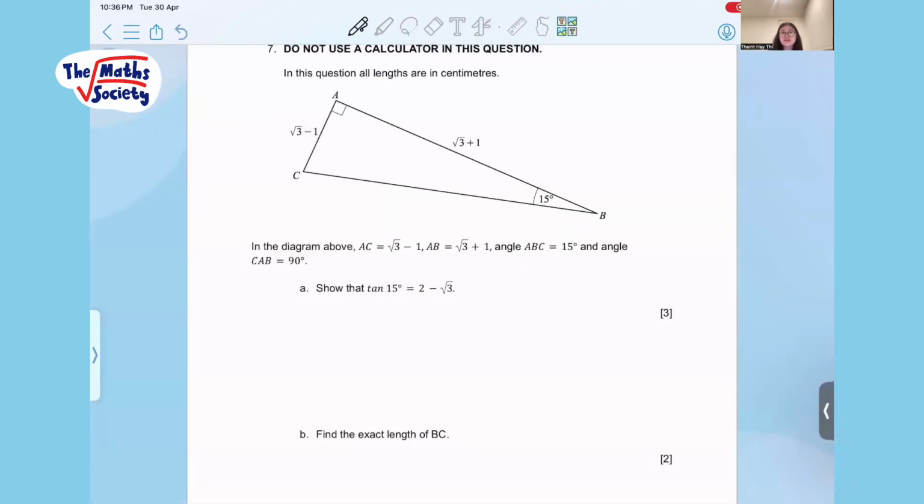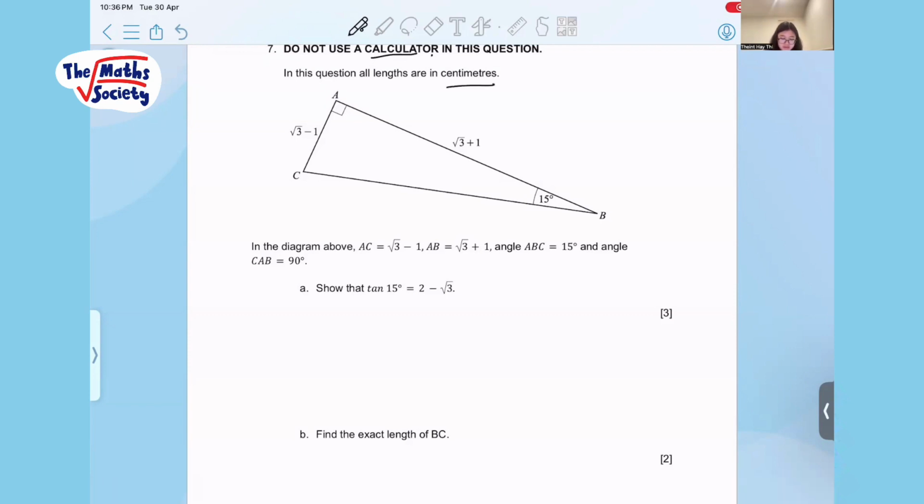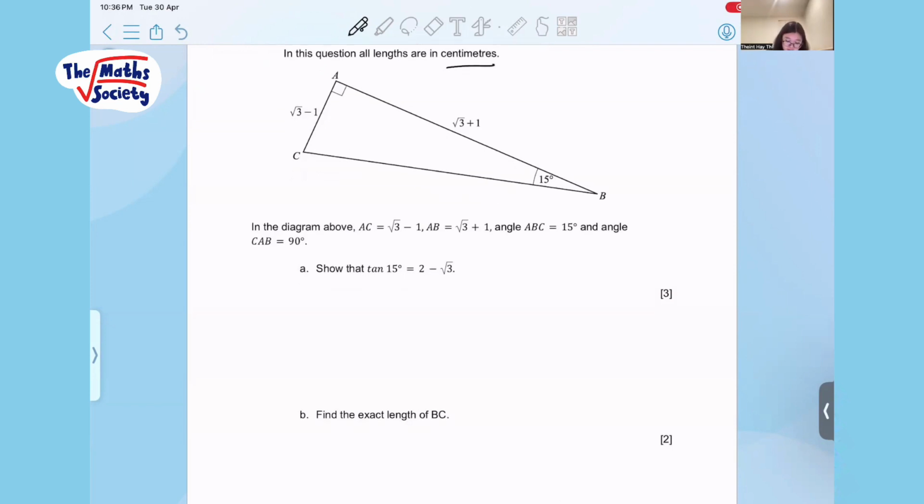Yeah, okay, so now we'll move on to question 7, which is do not use a calculator here as well. So here we know that all the lengths are in centimeters. So we have a right angle triangle, you see the right angle. And we know that AC is equal to root 3 minus 1, AB is equal to root 3 plus 1. And then you have to show that tangent 15 degrees here is equal to 2 minus root 3.